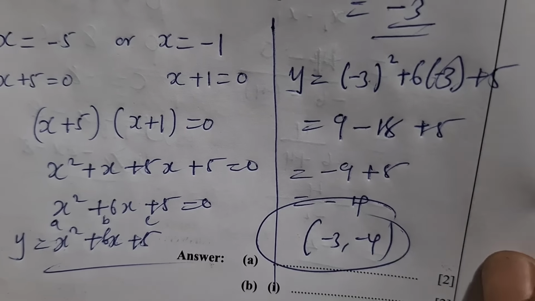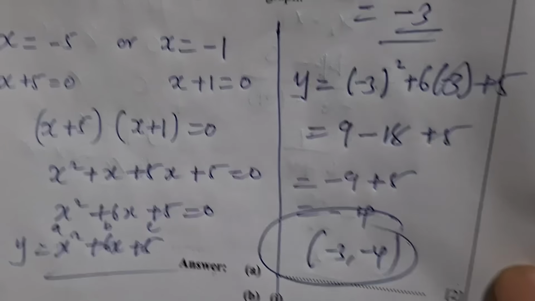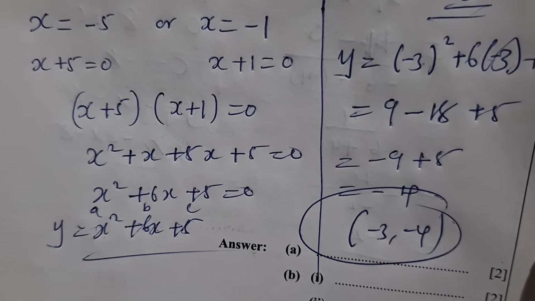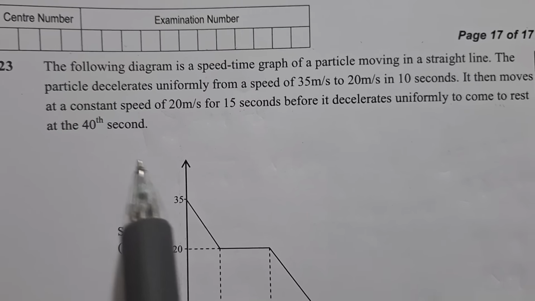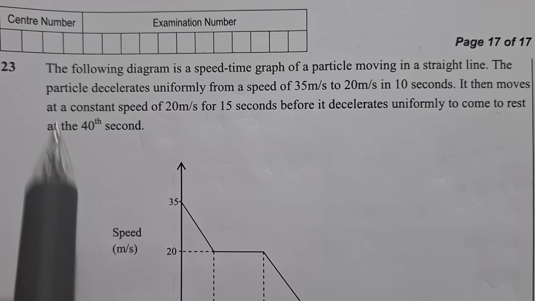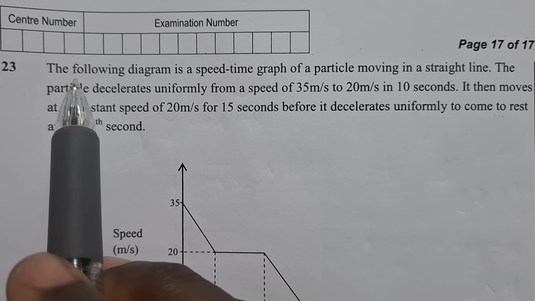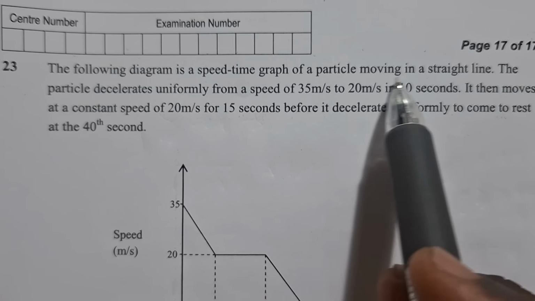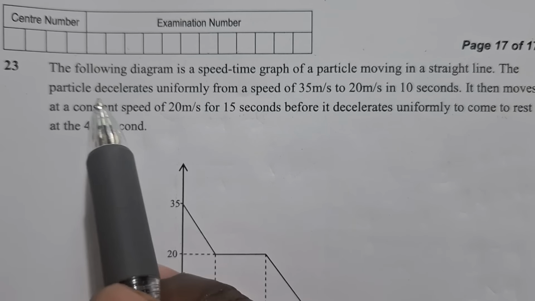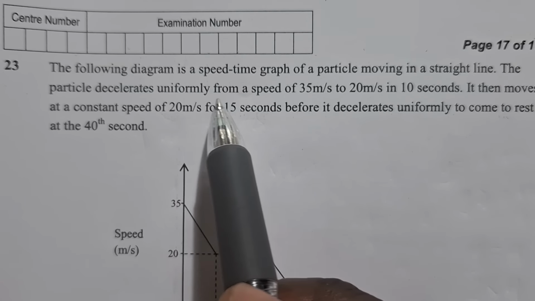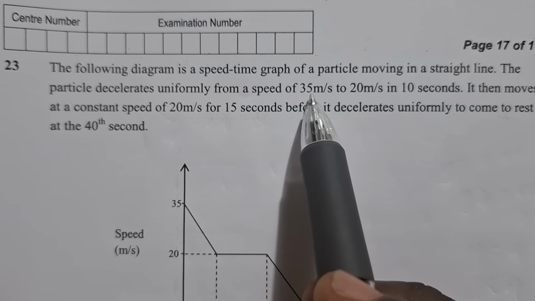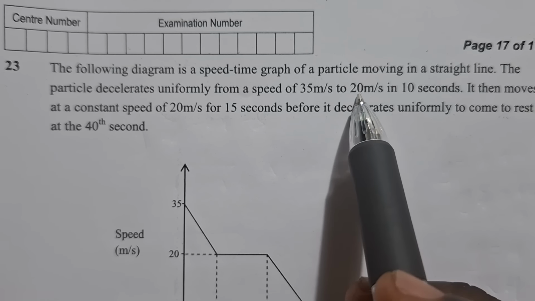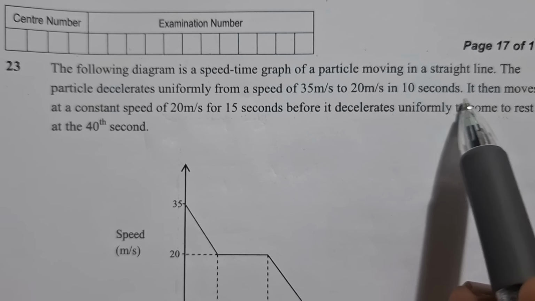That's the turning point. We go to the next question, which is the last question of this paper. All right, so for the next question here, which is our last question, 23. The following diagram is a speed time graph of a particle moving in a straight line. The particle accelerates uniformly from a speed of 35 meters per second to 20 meters per second in 10 seconds.